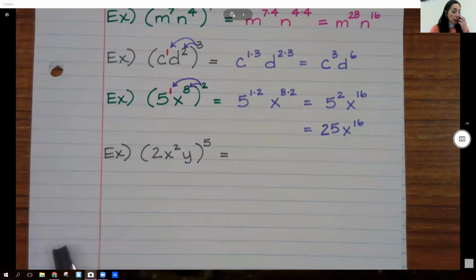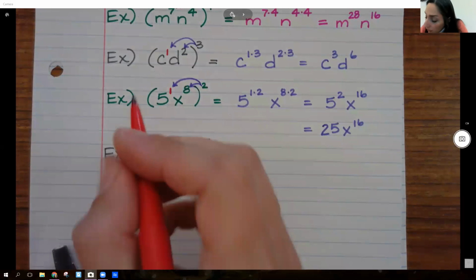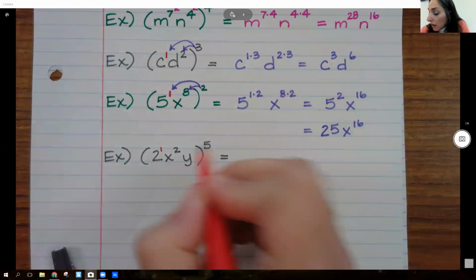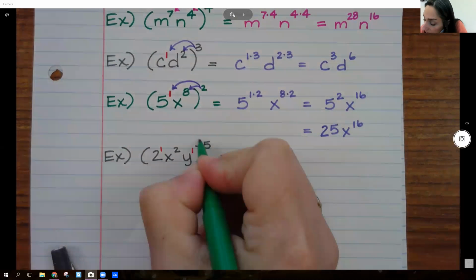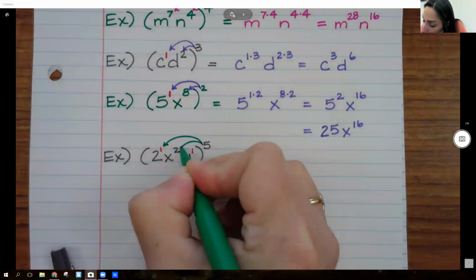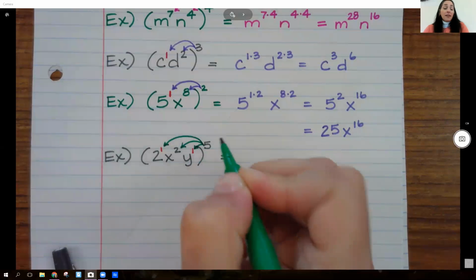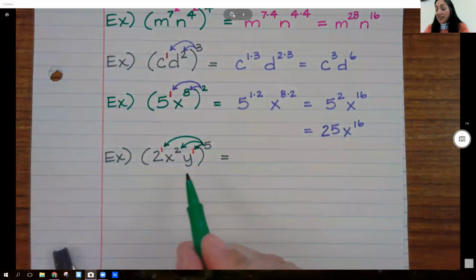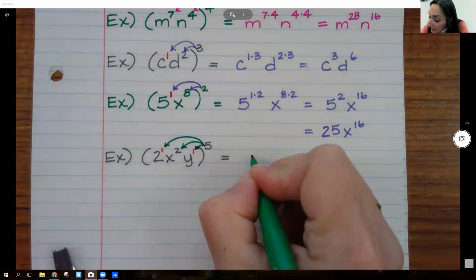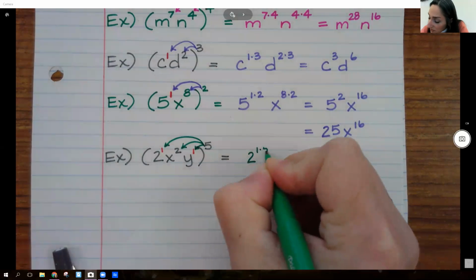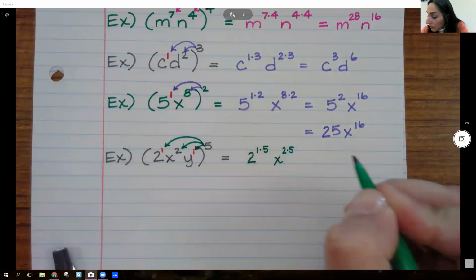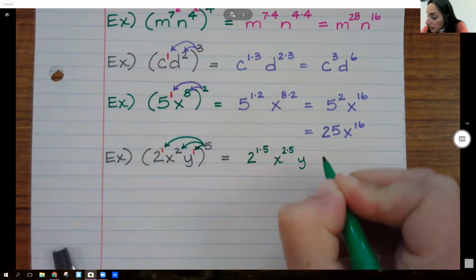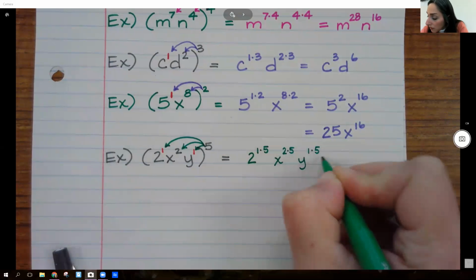Okay, let's see what you got. So this 2 is going to have a 1. This y is also going to have a 1. And so when we distribute, the 5 is going to go to the 1 on this 2, and to this, excuse me, this 1 also. So this would be 2 to the 1 times 5, x to the 2 times 5, y to the 1 times 5, like that.